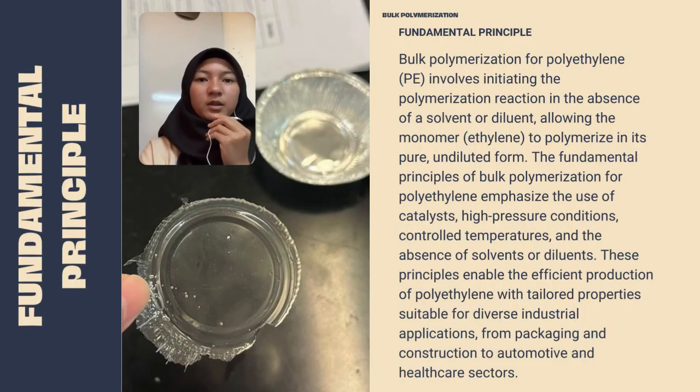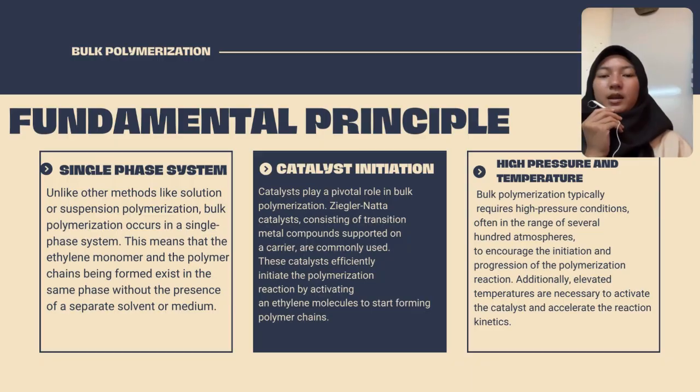Next, we move on to the fundamental principle. Bulk polymerization for polyethylene involves initiating the polymerization reaction in the absence of solvent or diluent, allowing the monomer to polymerize in its pure, undiluted form. The fundamental principle of bulk polymerization for polyethylene emphasizes the use of catalyst, high pressure conditions, controlled temperatures, and the absence of solvent or diluents. This principle enables the efficient production of polyethylene with tailored properties suitable for diverse industrial applications from packaging, construction, to automotive and healthcare sectors.